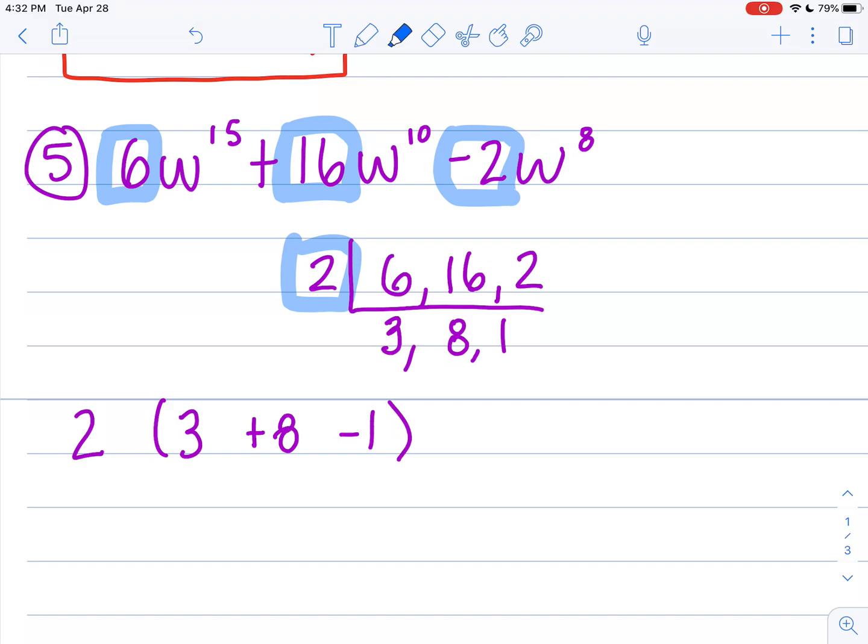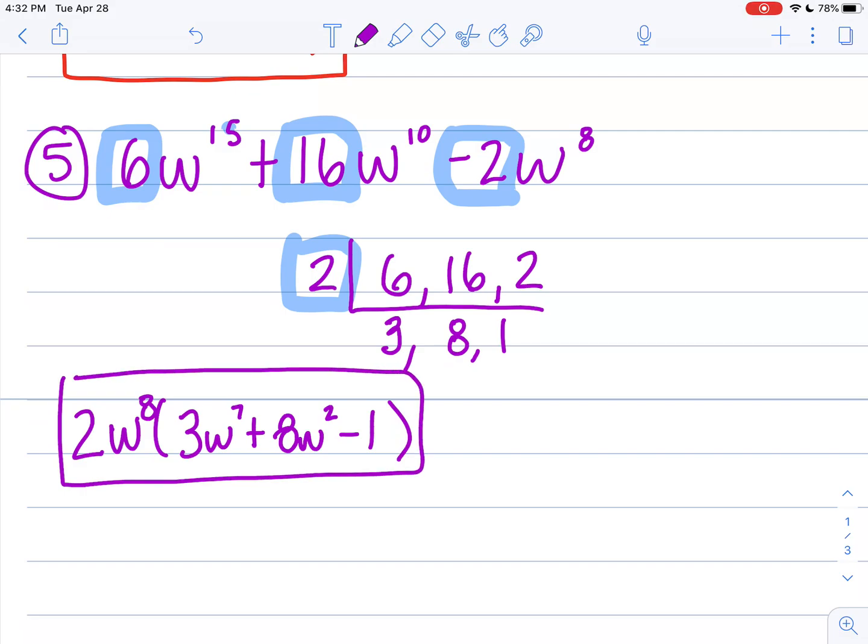And then we take the smallest exponent. So out of 15, 10, and 8, 8 is the smallest, right? So I'm going to take out w to the 8th. Now if I do 15 minus 8, I have 7 left, so w to the 7th. If I have 10 minus 8, I have 2 left, so w squared. And if I have 8 minus 8, I have none left, so I'm not going to put a w on the end of that minus 1. And that's your final answer.